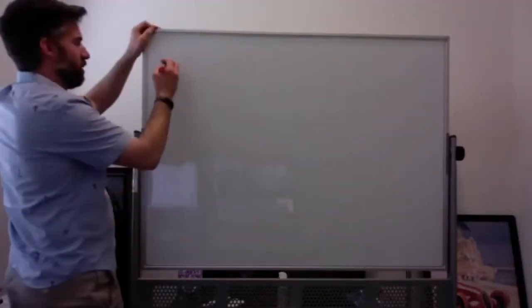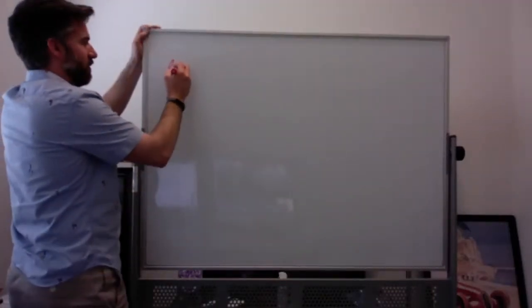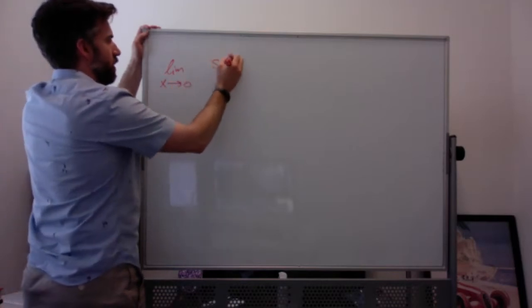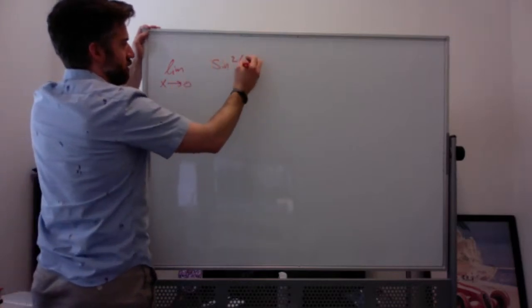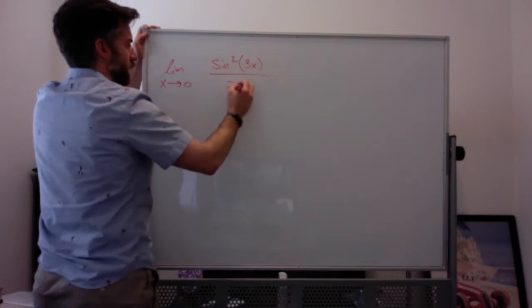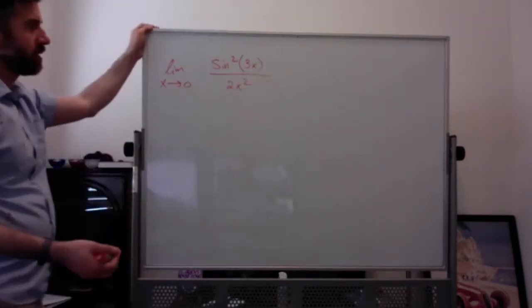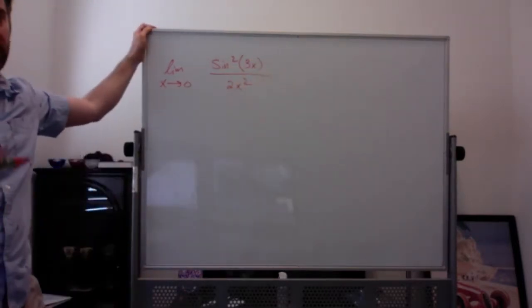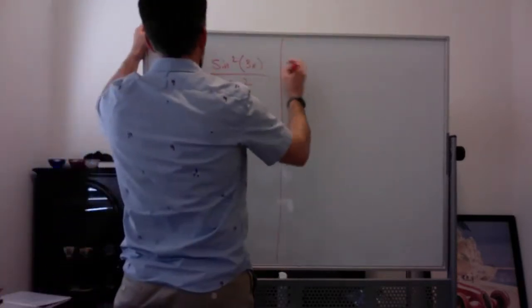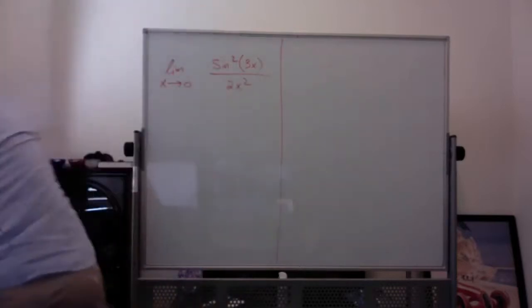But sometimes people, and I don't know if Sanders is going to go this way, but we'll do one example. If you had an example like this, where sine squared of 3x over 2x squared, this limit is not equal. So I'm going to contrast this with something else. We'll do two different ones. Let's use different colors.